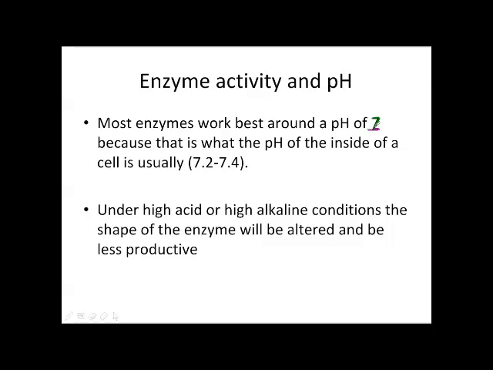Okay, my pen isn't working today, but anyway, 7, green. pH is 7. This is because the pH inside the cell is usually between 7.2 and 7.4. You do not need to remember that. You just need to remember that most enzymes work best around a pH of 7.